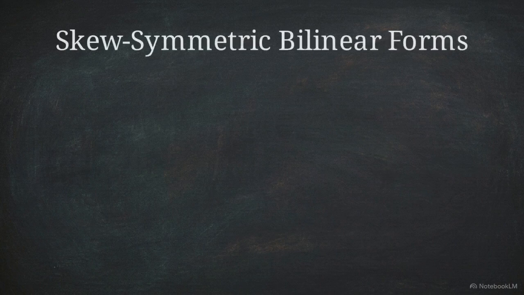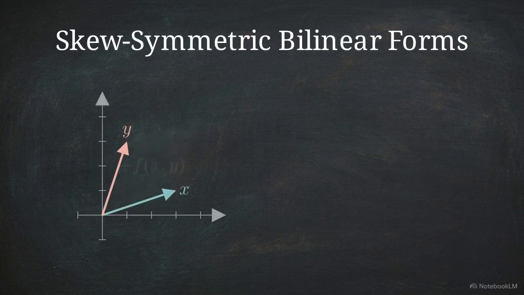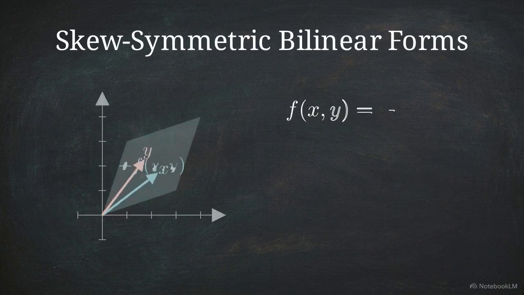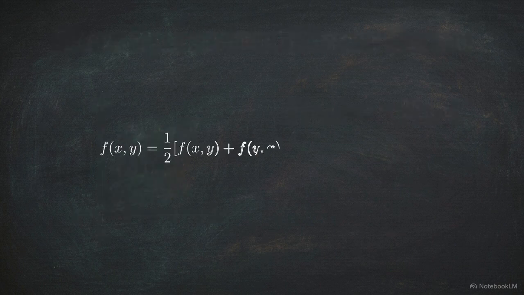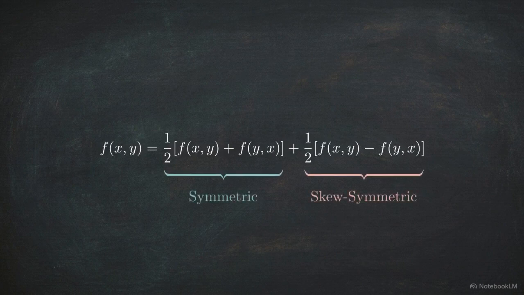We are going to look at a specific type of bilinear form. In this setup, if you take two input vectors and swap their positions, the output exactly reverses its sign. Written algebraically, this means f(x,y) equals negative f(y,x). You can take any generic bilinear form and split it perfectly in half, one symmetric part and one skew-symmetric part.